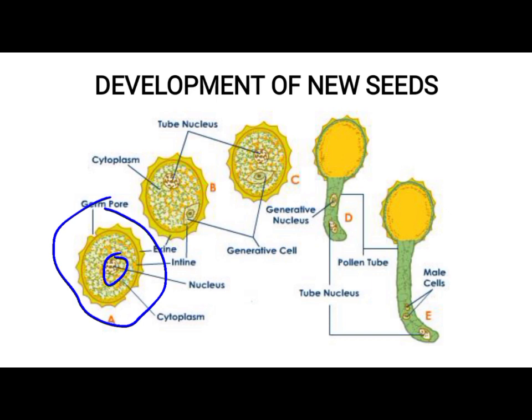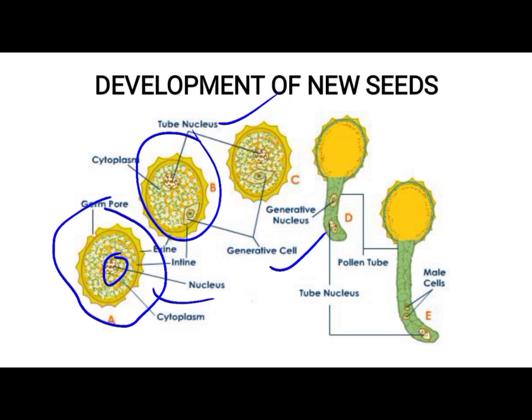Now, when the pollen grain lands on the stigma, it will absorb a liquid which we refer to as nectar. When it absorbs the nectar, it will begin to swell, and the swelling will eventually make it break. But before then, initially you have just one nucleus here. By the time the pollen grain absorbs the nectar, or the sugary liquid, it will begin to develop, and it will give rise to two types of nucleus eventually. You have the tube nucleus, and then you have the generative cell which produces the generative nucleus.